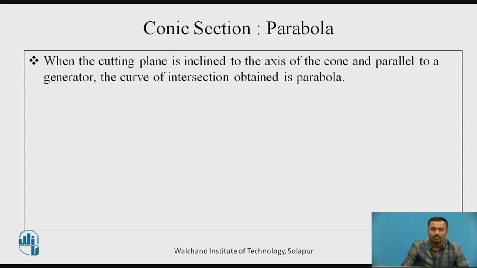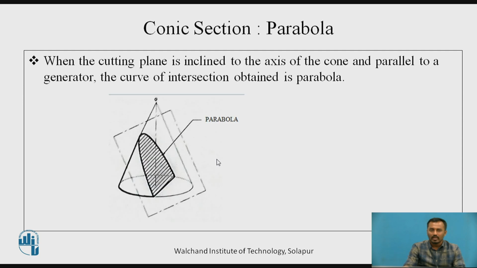The next conic section is the parabola. When the cutting plane is inclined to the axis of a cone and parallel to the generator line. The generator point is a point on the perimeter of the base of the cone. When the generator point and the vertex point are connected, we get one line. When a cutting plane is parallel to that line, we obtain a parabola, shown in the figure below.